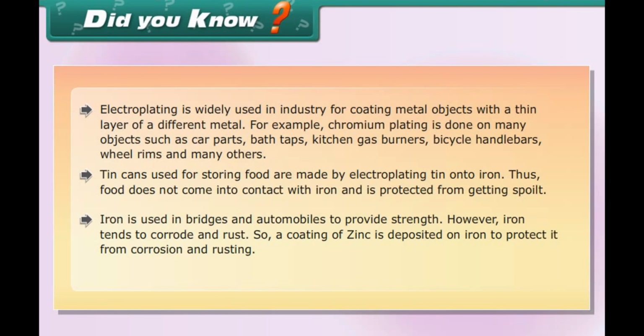Iron is used in bridges and automobiles to provide strength. However, iron tends to corrode and rust, so a coating of zinc is deposited on iron to protect it from corrosion and rusting. Chemical effects of electric current.